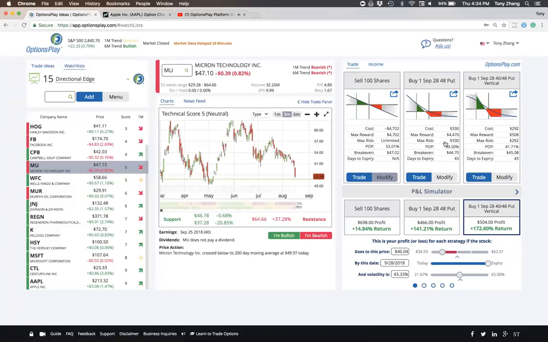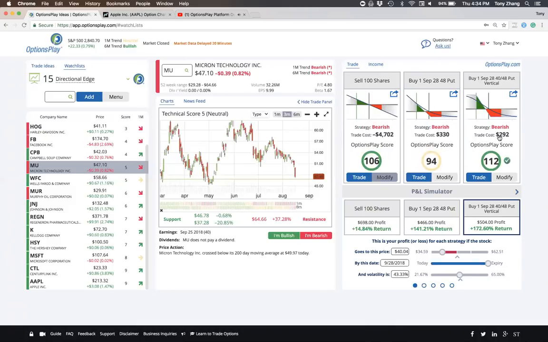Because most platforms will give you a strategy that looks like this, which tells you the put has a maximum reward of $4,470, but the stock has to go to zero in order for that to happen. And that's probably not going to happen in the next 43 days. So it's not a fair comparison to compare something that has $4,400 in max reward versus something that only has $508 in max reward. That's why we created the OptionsPlay score, to allow you to really compare strategies apples to apples and see which one gives you the best reward.